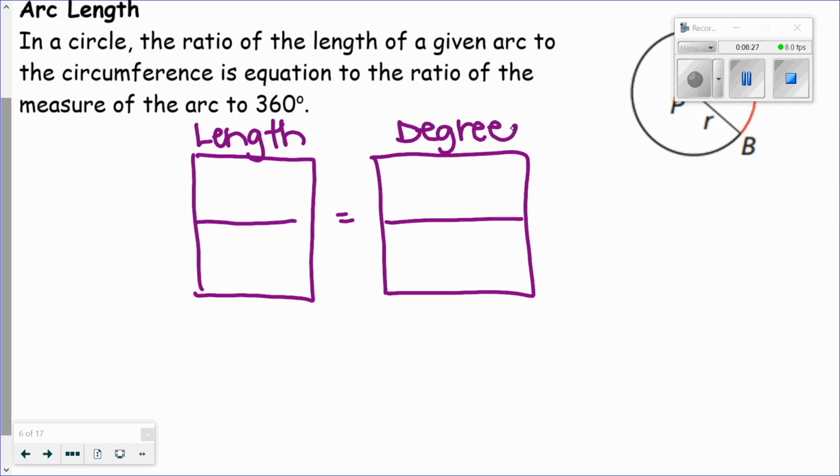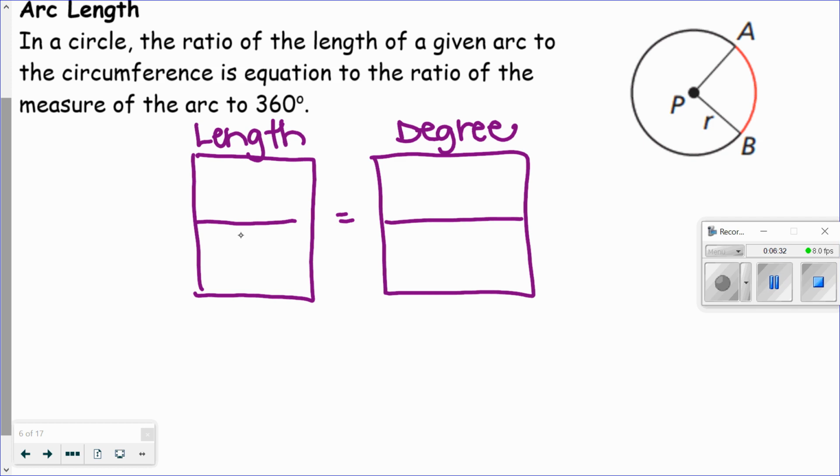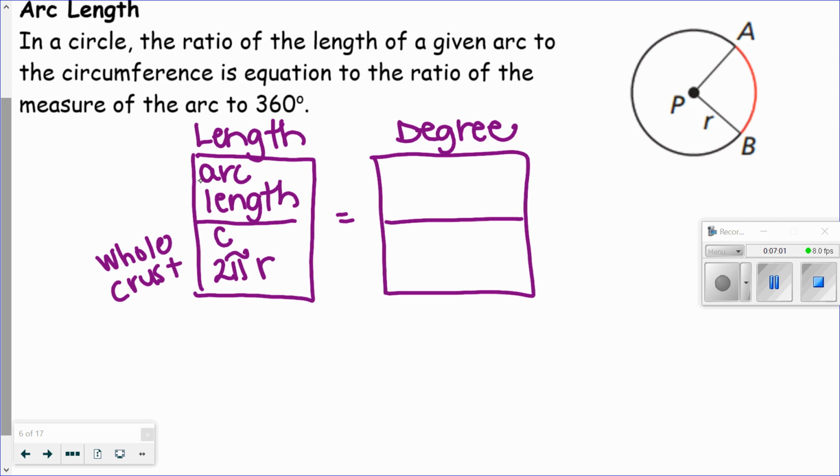Now to set up ratios, the total is always on the bottom, okay? The total length of a circle is your circumference, okay? So you will see this either as C or you will see it as 2 pi r. That's the total distance around. Now your arc length is the part of the pizza. So I want you to think about the bottom is your whole pizza crust, okay? And then the top is just your piece of pizza crust.